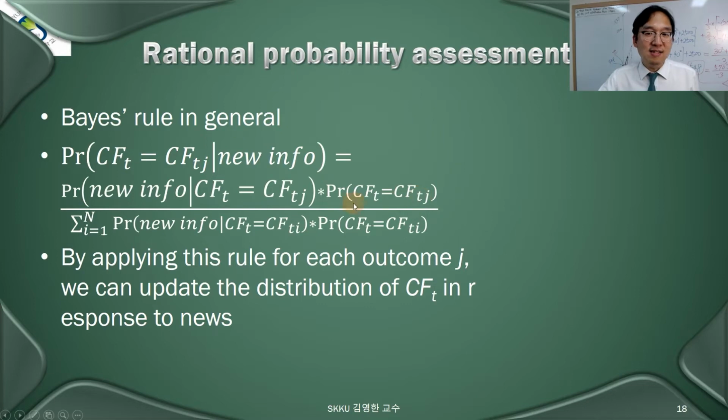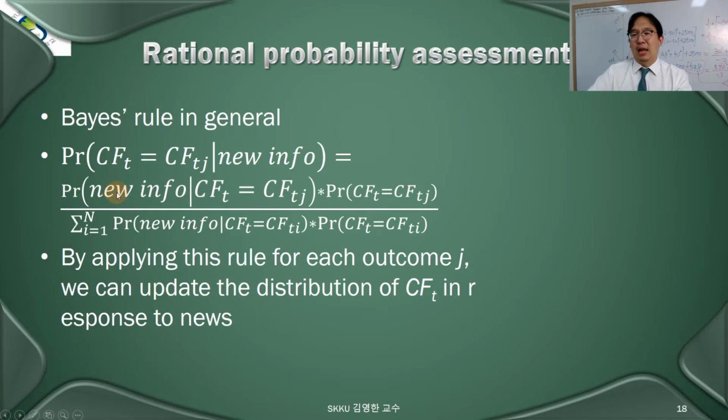What the heck is that? The denominator or numerator, which should I start with? The numerator, okay. The most right part of it is the prior probability of cash flow outcome J. Let's say J is a recession. So what's your prior probability of having a recession? And then multiply it by the conditional probability, 조건부 확률. Given that the future outcome is going to be for sure this guy, J, recession, what is the conditional probability that new information of such a kind will arrive to you?